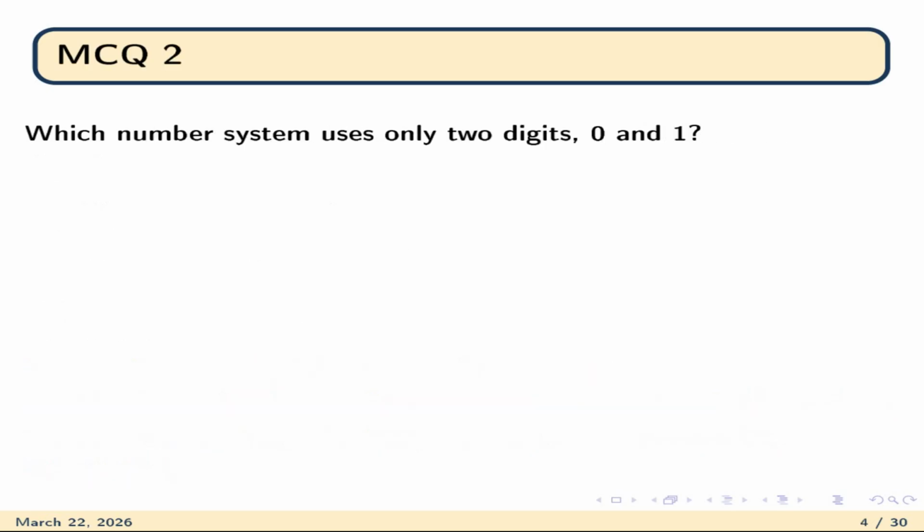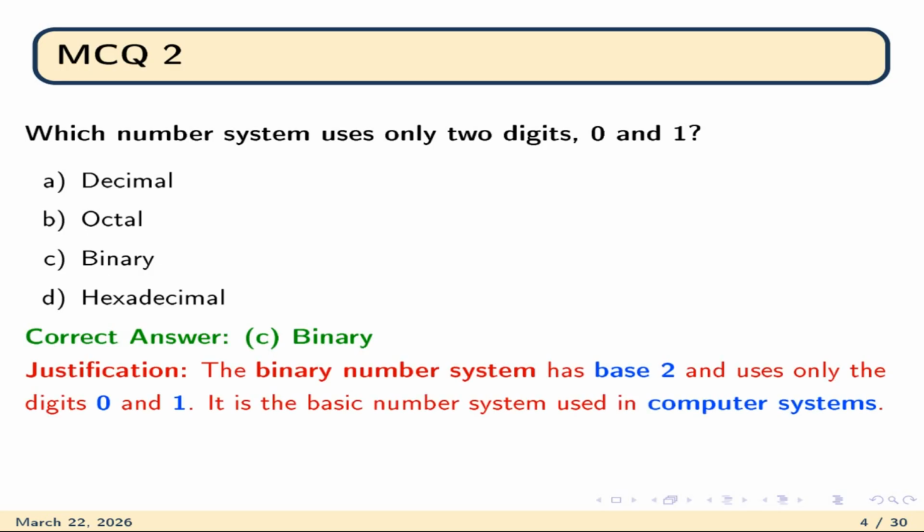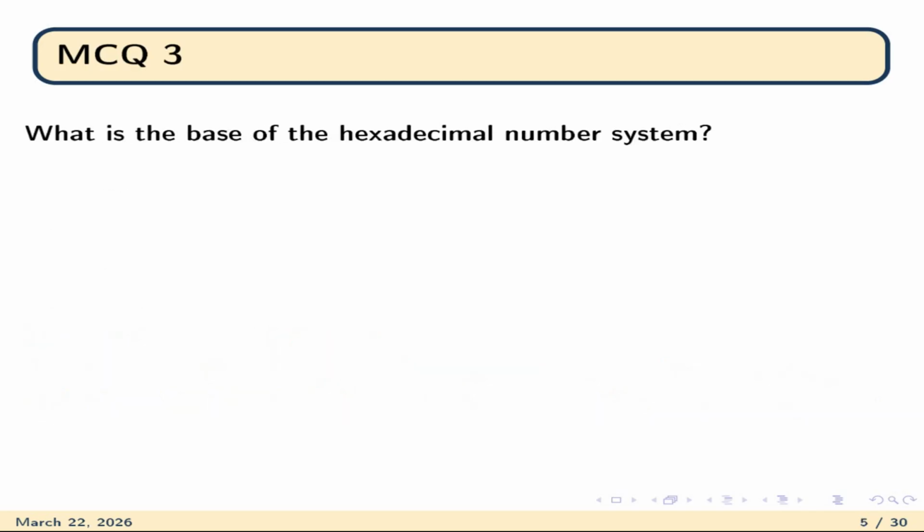Question number 2: which number system uses only 2 digits, 0 and 1? Decimal, octal, binary, hexadecimal? The correct answer is binary, because the binary number system has base 2 and uses only the digits 0 and 1. It is the basic number system used in computer systems.